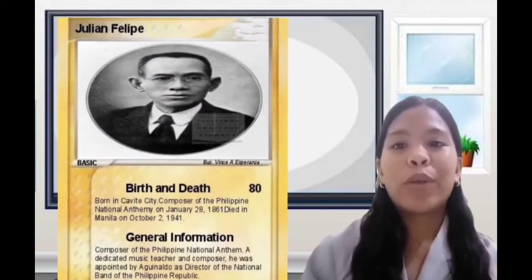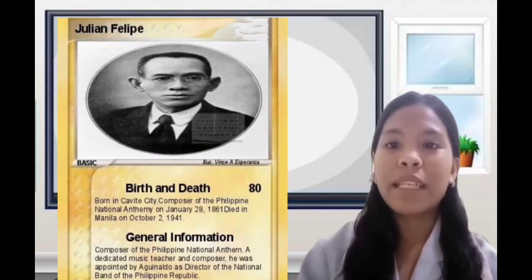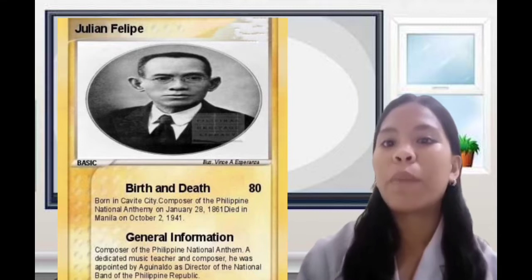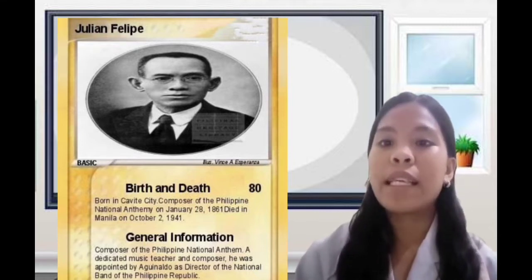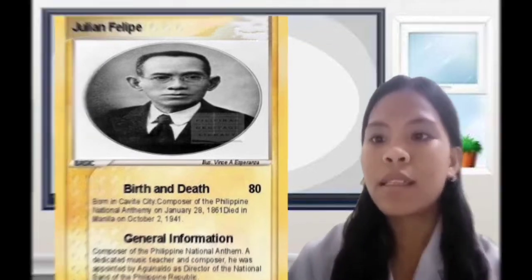An overview about Julian Felipe: he was born on January 28, 1861 in Cavite City. He was the youngest son of the 12 children of Justo Felipe and Victoria Reyes. He was a leader of a band and he also played instruments.